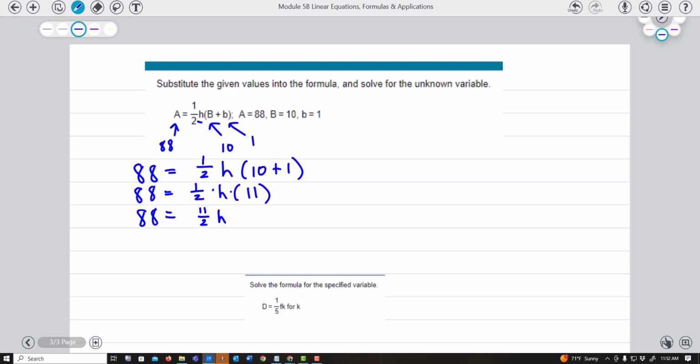And now to solve this, if I flipped the fraction, that would cancel it, right? 11/2 times 2/11 would give me 1. And so I do the same thing over here. And so nicely, 11 goes into 88 8 times. So that would be 8 times 2, which is 16, equals h.